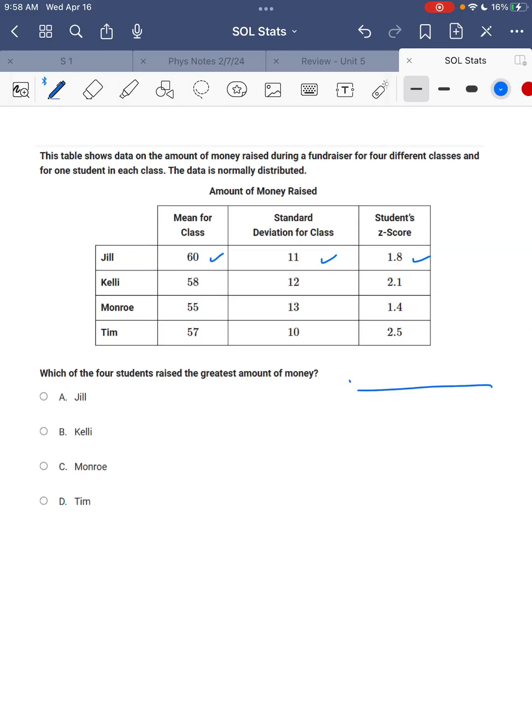So what that means really is for Jill, the mean is 60. She's up here somewhere, all right? And because she's 1.8 above that, and the standard deviation is 11. So look, you could do it like this. The middle is 60. You have to take 60 and add 1.8 times 11 to see what her score was, right? Because 1.8 standard deviations, it's 1.8 of these that she is above 60, right? All right, so let's do that. So 60 plus 1.8 times 11.